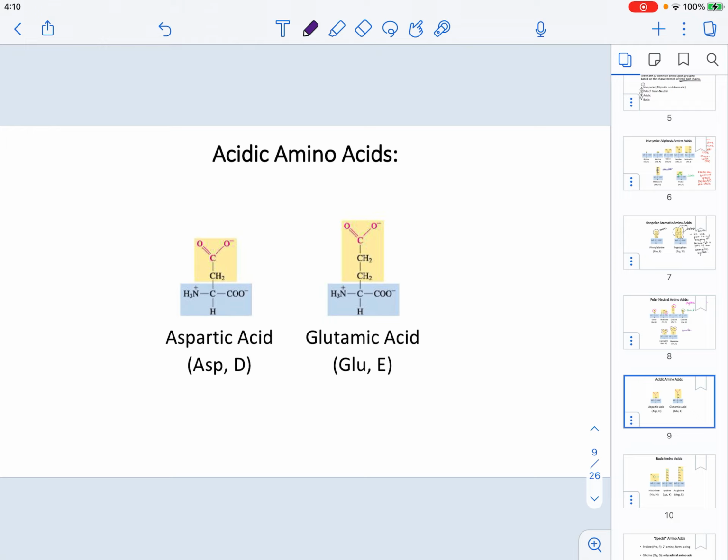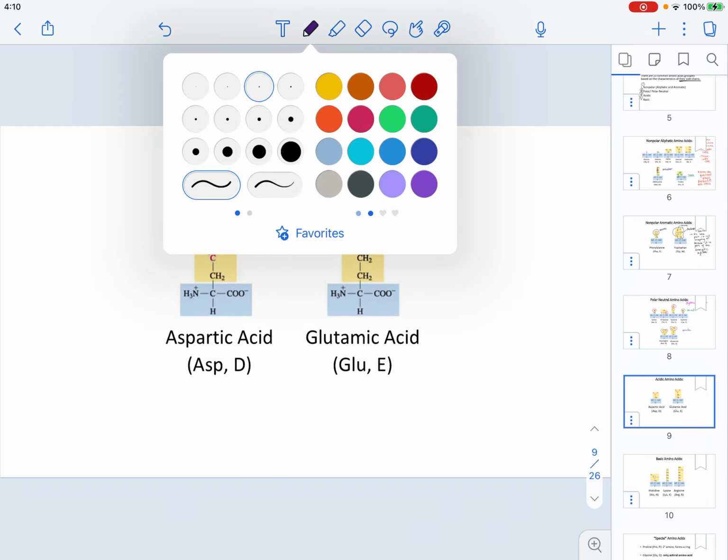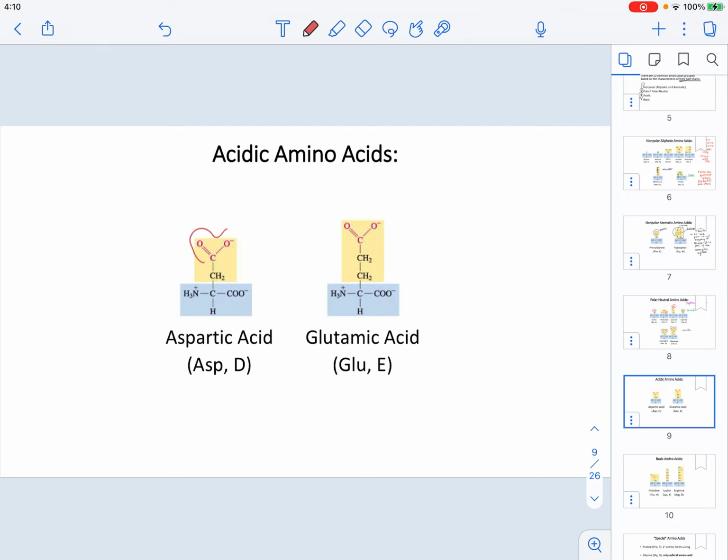When it comes to the acidic amino acids, understand that aspartic acid and glutamic acid in the side chain are going to have a carboxylate group or a carboxylic acid. So they are acidic amino acids because of the carboxylic acid/carboxylate group in the side chain.